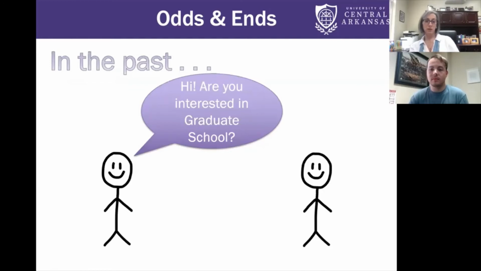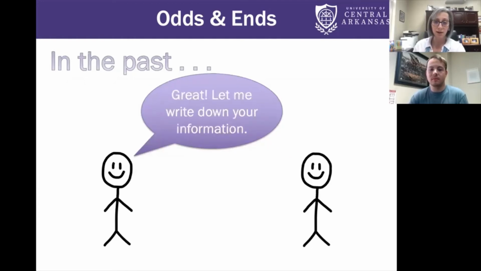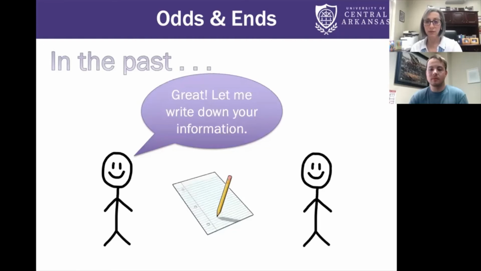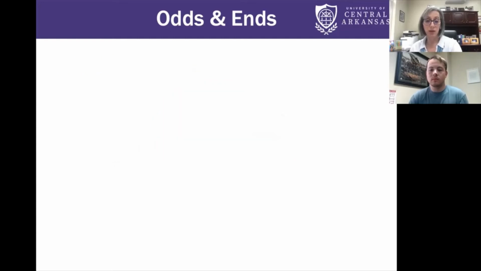Another thing, so here we are again in the past. This is you on the left, a program coordinator or a faculty member, saying, hi, are you interested in graduate school? And the person over here says, yes, they're very much interested. And so we say, great, let me write down your information, and we get out pencil and paper and write down that information. Then the student walks away and wonders what's going to happen with that. I know I've been guilty of taking down information and then not being able to follow up with that student in a timely manner, leaving that student wondering. So this is not a good communication plan for recruiting students before they apply.